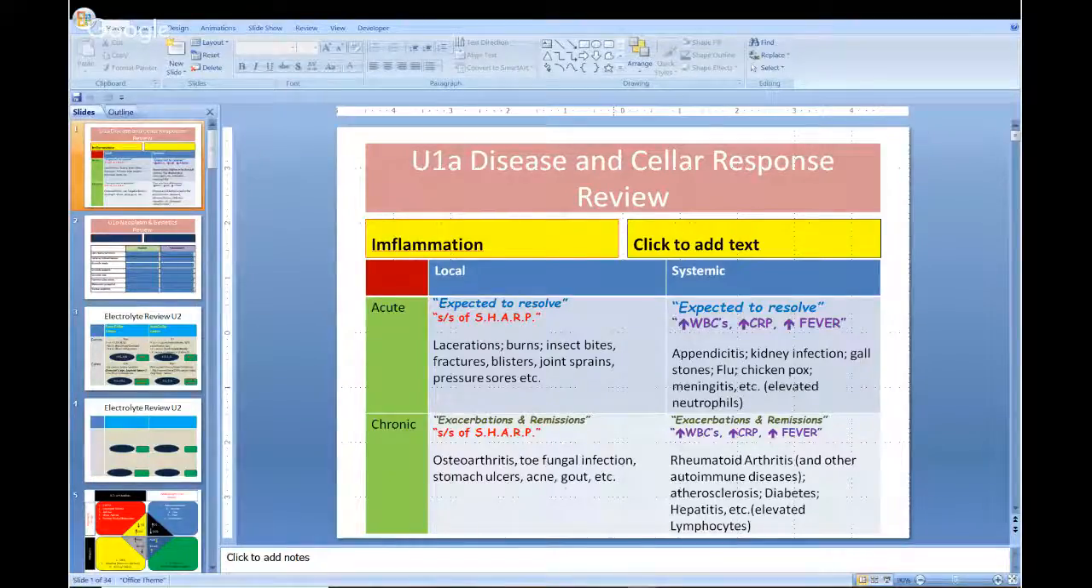Exacerbations and remissions. So what does that mean, exacerbation or remission? I don't know how to explain it. It's like when it flares up and then you go into remission and it calms down for a while.